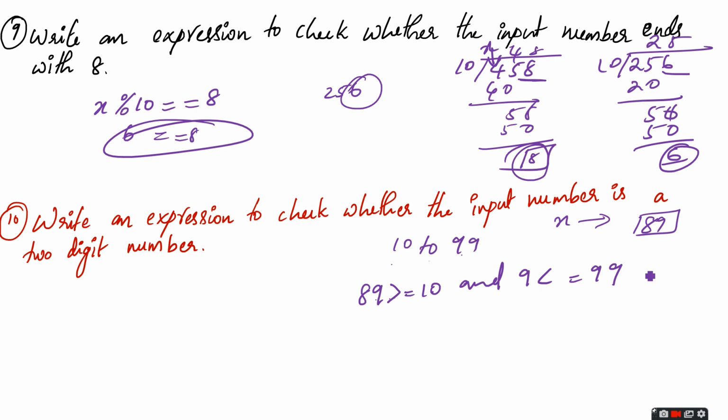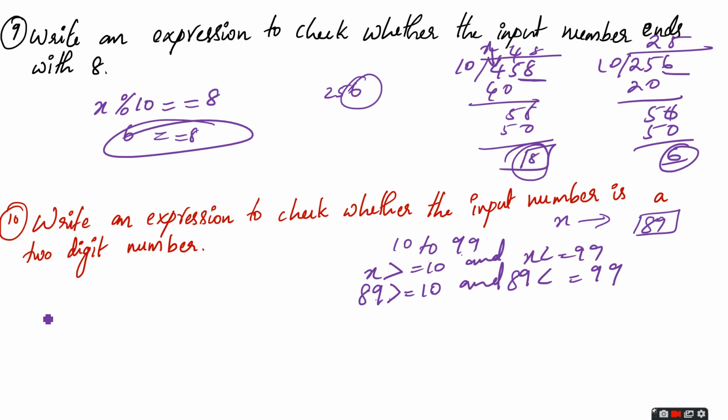And it is less than 99. That means 89 is less than or equal to 99. That means it is a two-digit number. So in order to refer to 89, we have taken a variable x. Now it is easy to write the expression: x should be greater than or equal to 10 and x should be less than or equal to 99.